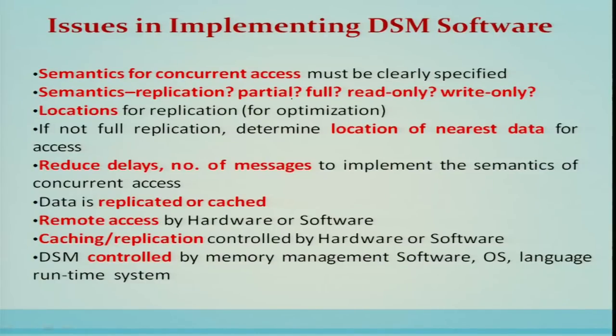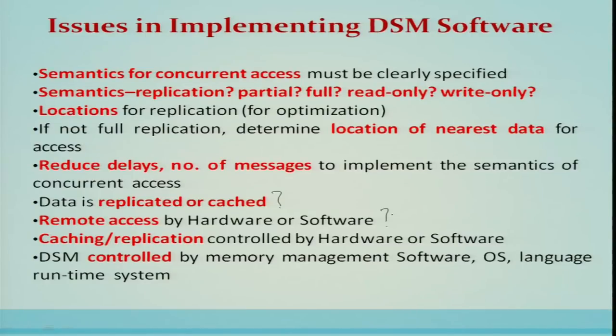Issues in implementing distributed shared memory software. There are several issues in implementation, and we will touch upon them in more detail in these slides. Some of the issues listed here are: semantics for concurrent accesses must be clearly specified, semantics of replication, location for the replication for optimization, and reducing the delays and number of messages to implement the constructs. Similarly, whether data is replicated or cached is a decision in the design. Remote access by hardware or software is also a design aspect, and this will be a major issue.